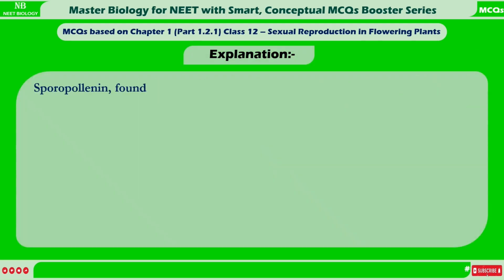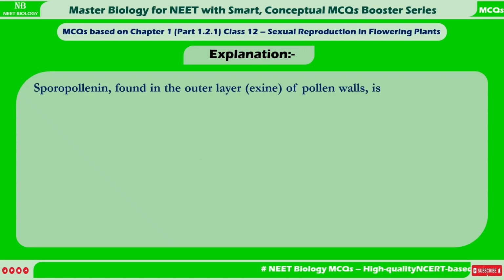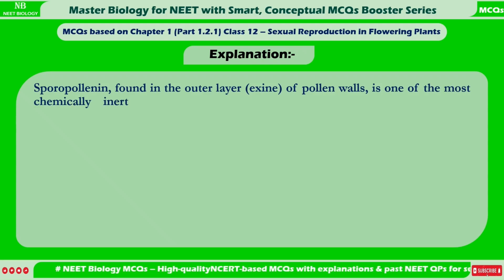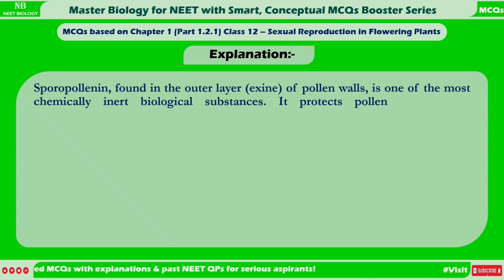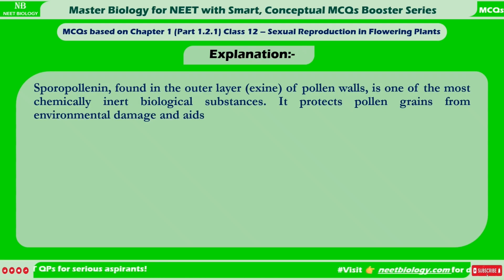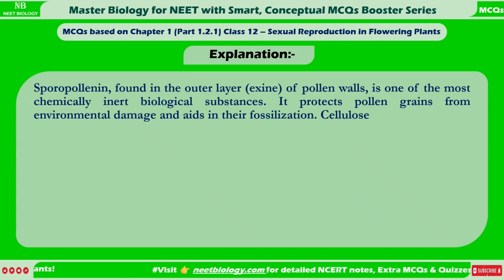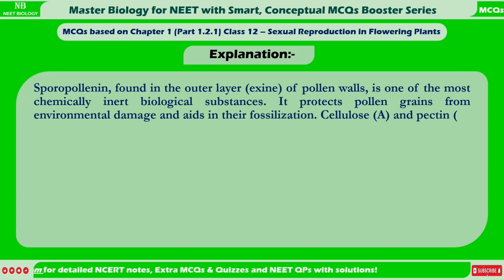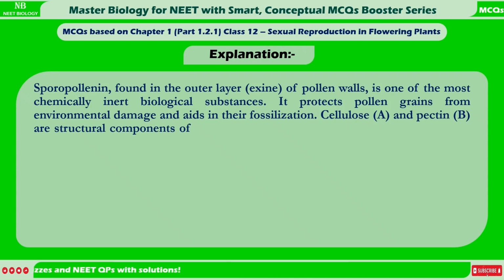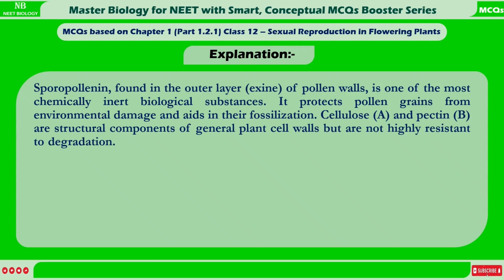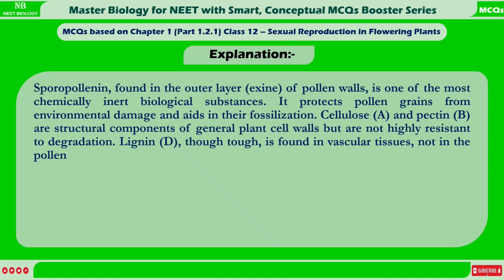Explanation. Sporopollenin, found in the outer layer, exine, of pollen walls, is one of the most chemically inert biological substances. It protects pollen grains from environmental damage and aids in their fossilization. Cellulose, A, and pectin, B, are structural components of general plant cell walls but are not highly resistant to degradation. Lignin, D, though tough, is found in vascular tissues, not in the pollen exine. Thus, C, sporopollenin is the only correct choice.